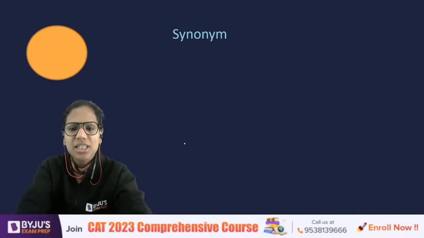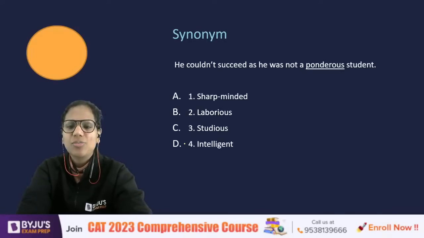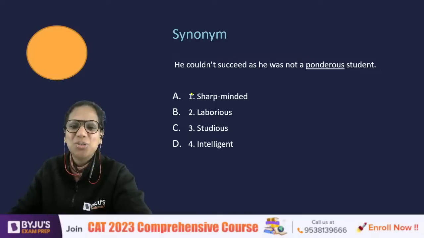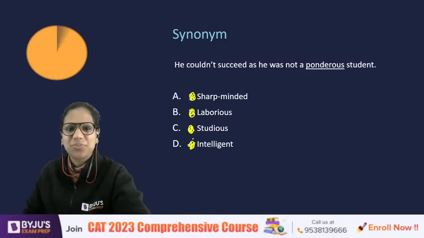Let's come to this synonym question. A synonym in context, meaning that a sentence will be given to you. There is A and 1, 2, 3, 4. All of them are here. Let's have a look. He couldn't succeed as he was not a ponderous student.